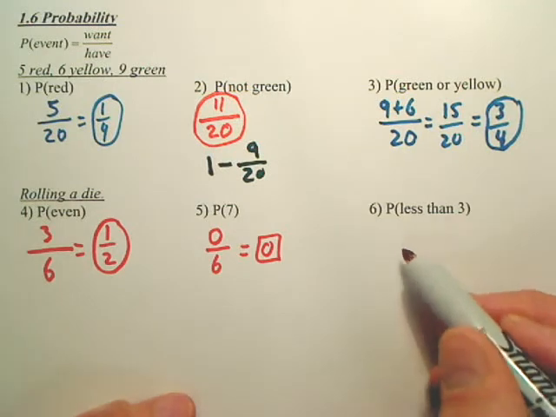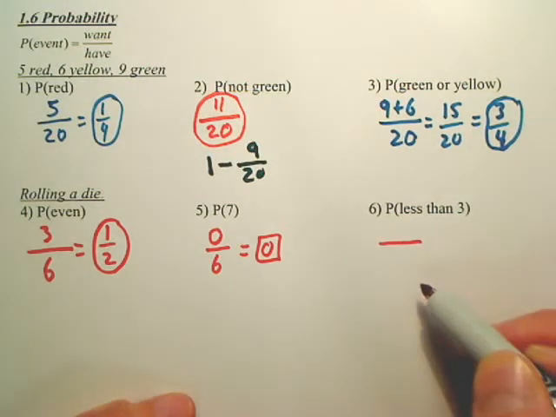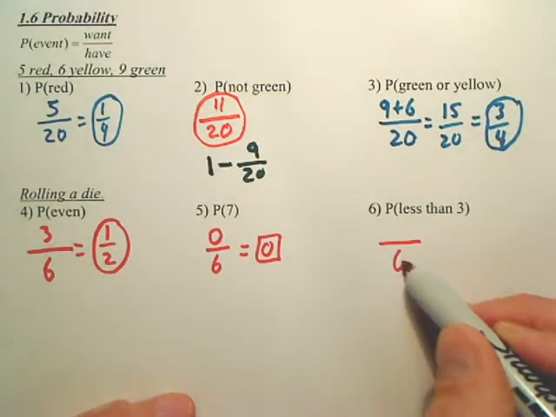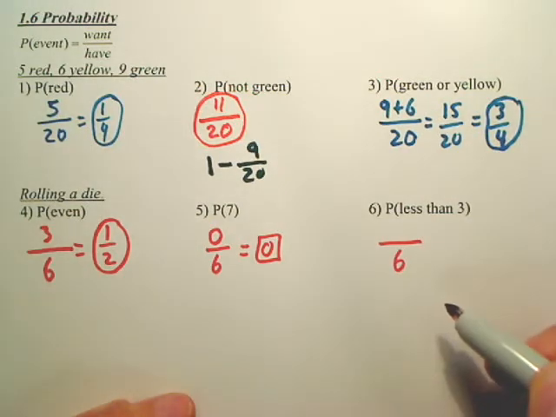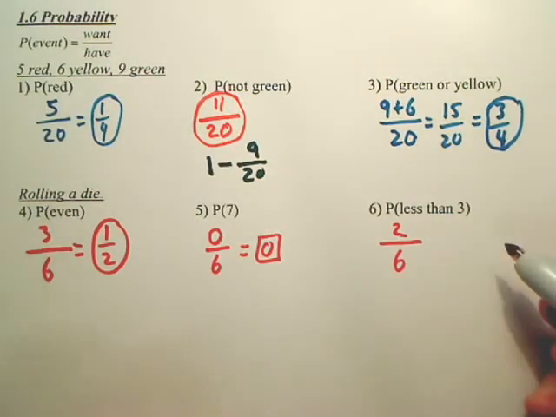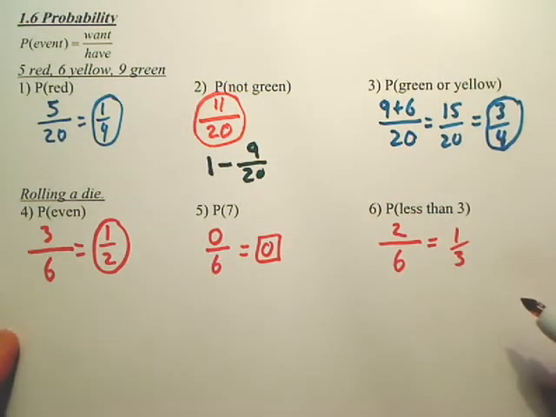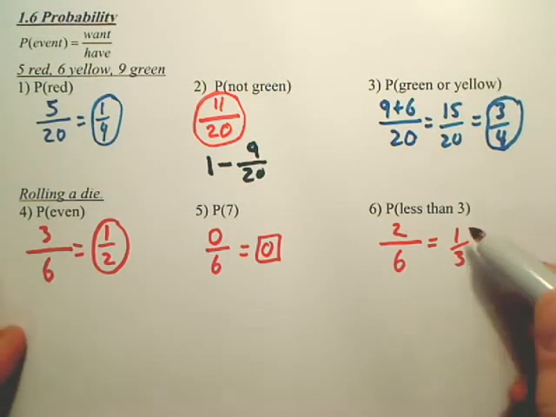And the last one, the probability of a number less than 3. Do you still have 6 to choose from? What do you want? Numbers less than 3. So how many are less than 3? 1 and 2. Don't think 3. 3 is not less than 3. That would be 1/3. You have a 1 in 3 chance of getting something less than 3.